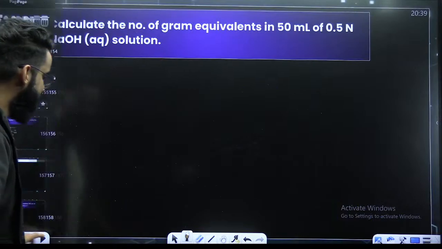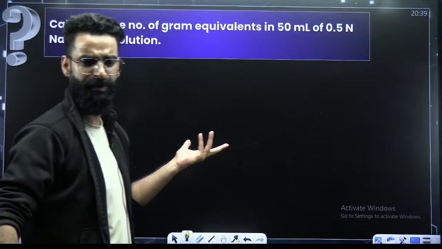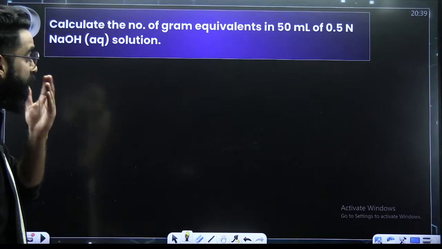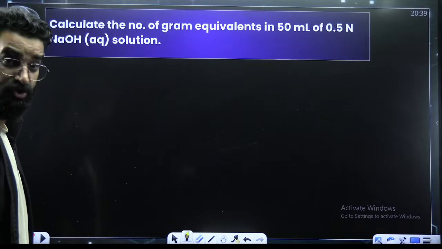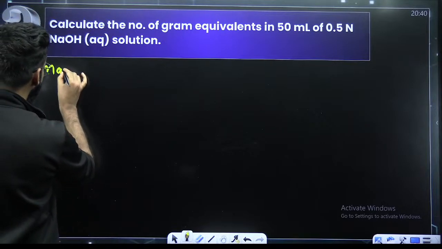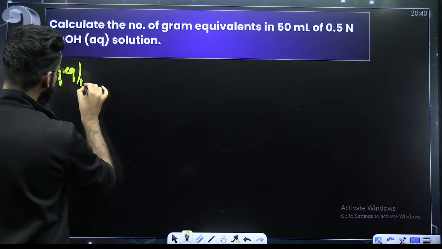Can you first of all tell me the answer of this question? Well, it's a simple question. This is not based on titration or something. Calculate the number of gram equivalents in 50 ml of 0.5 normal NaOH aqueous solution. So I'll say the number of gram equivalents of NaOH.